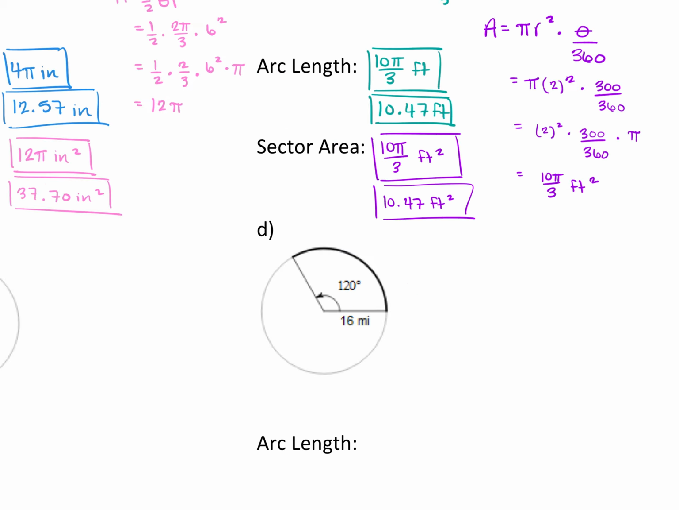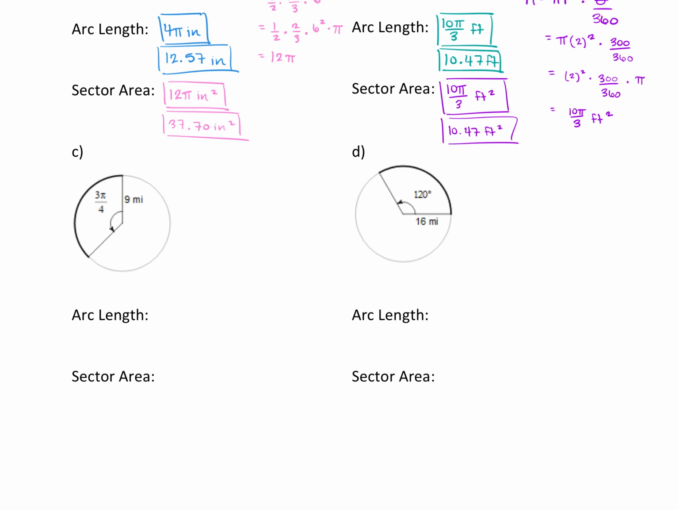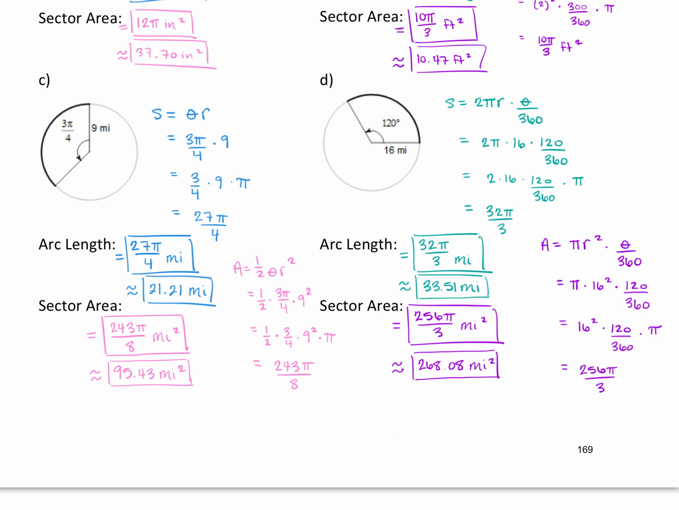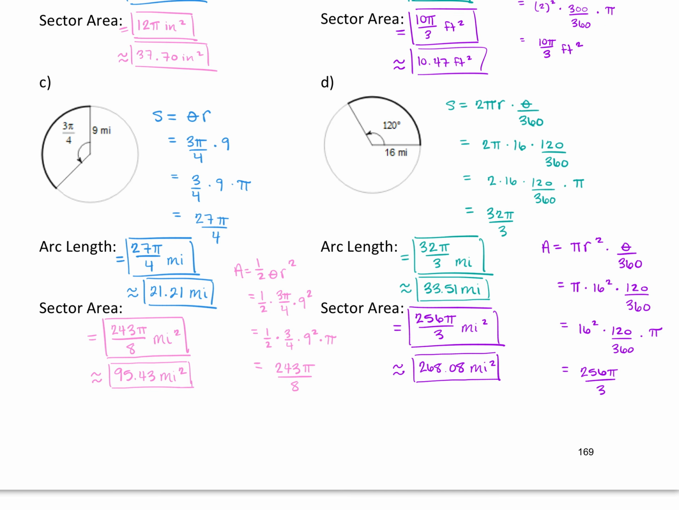All right, what I want you to do now are examples part C and D on your own. Pay attention to if your angle is in radians or degrees. And go ahead and pause the video now. All right, here are all of the answers. And here's the work. If you didn't get these, make sure you come chat with me about it next time in class.